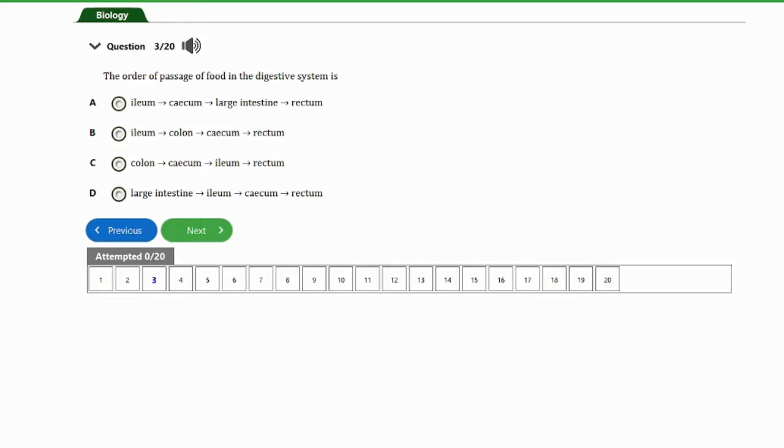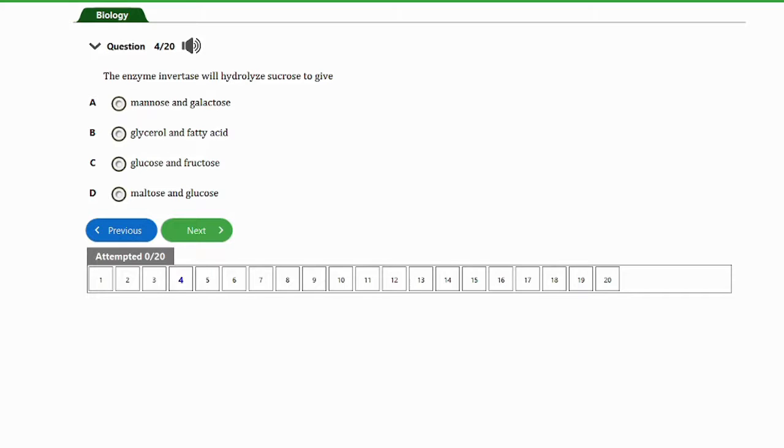So guys, the correct sequence here is ileum first, before the cecum, which leads to the main large intestine, and then lastly the rectum, which leads you out of the large intestine to the anus. So guys, let's take note. The option A here is the correct answer to this question. So let's consider the next question, guys.